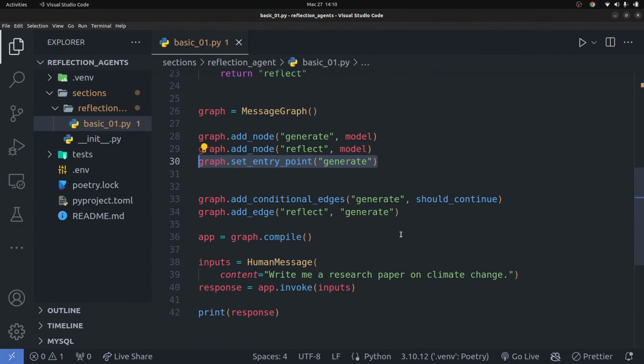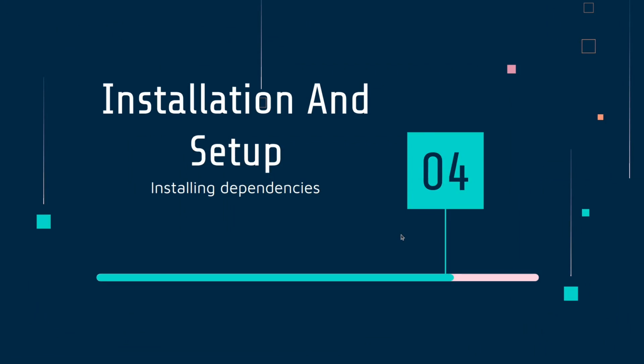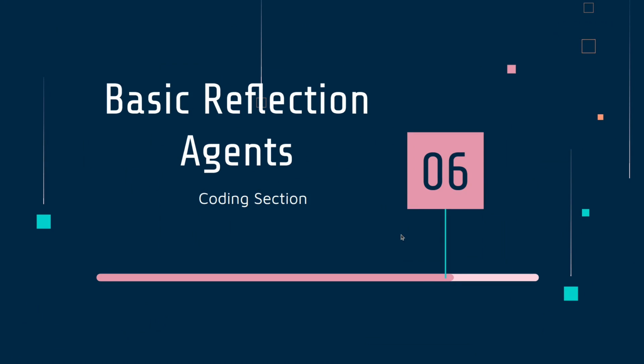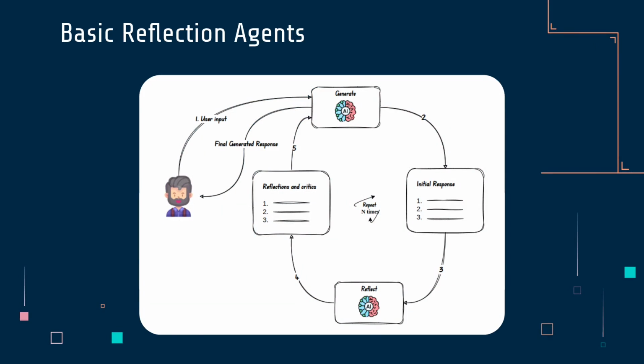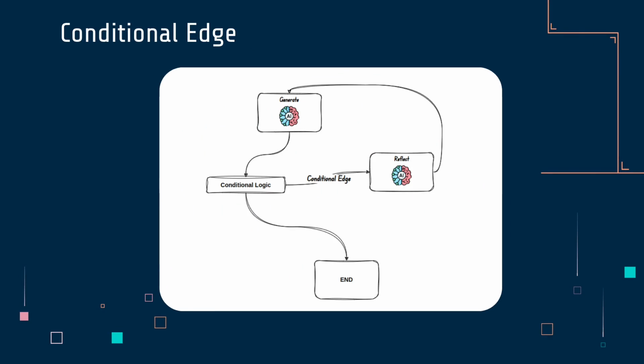Then we have a conditional edge. So what's a conditional edge and why should you use one? In the basic agent, you're not going to be using a conditional edge, but in other successive agents, you're going to be using conditional edges, and that's why I'm explaining what a conditional edge is. A conditional edge basically checks for a certain condition, and then decides which route to take.